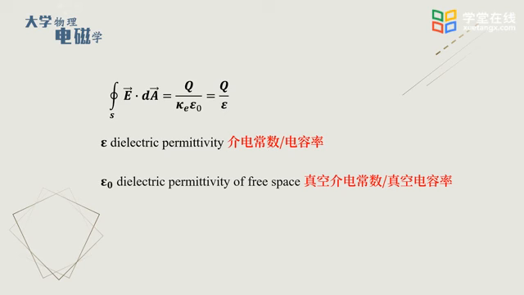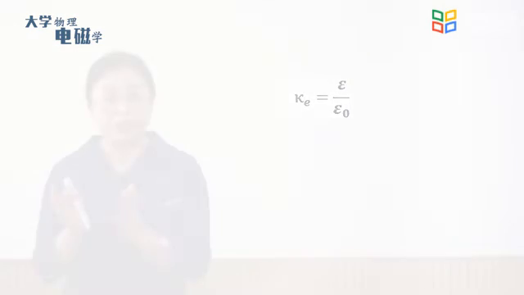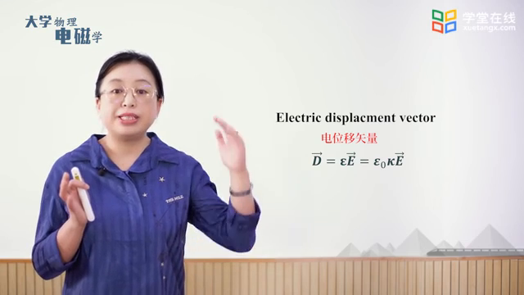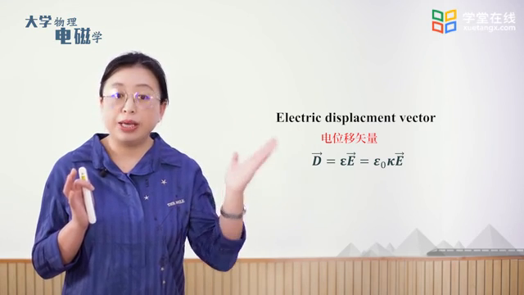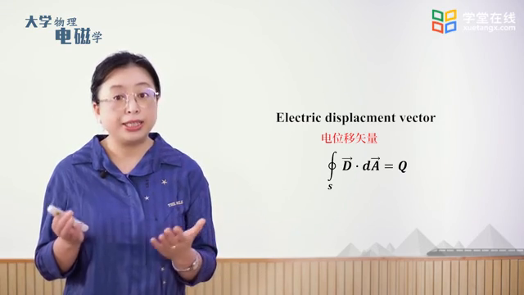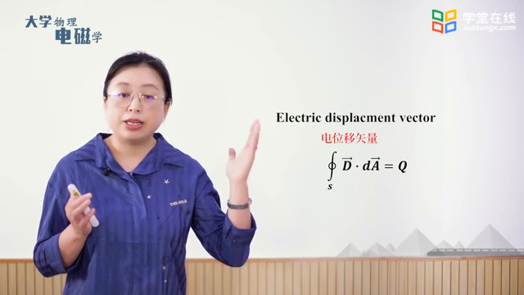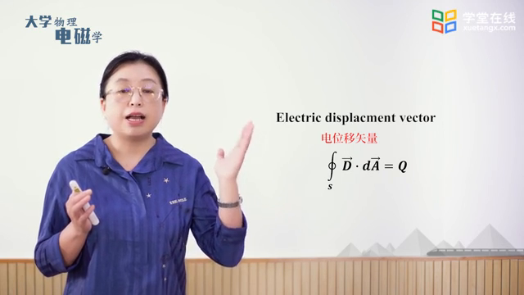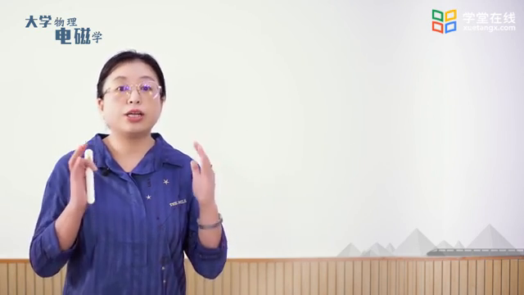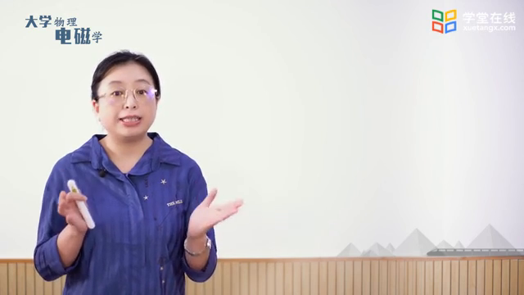We know epsilon 0 is the permittivity of free space. Kappa is actually the epsilon to epsilon 0 ratio. Here, we define a new quantity, the electric displacement vector, represented by D, which equals epsilon E or epsilon 0 kappa E. Gauss's law with dielectric could be rewritten as this one. The integral of the electric displacement vector over the Gaussian surface equals the net free charge enclosed by the Gaussian surface. We know a capacitor can also store electric energy. We are going to talk about it next lecture.